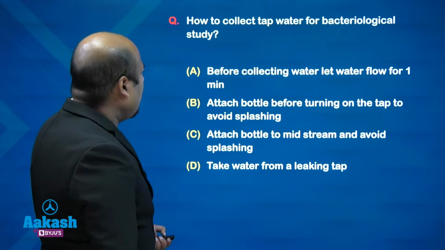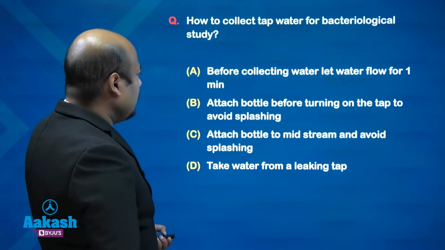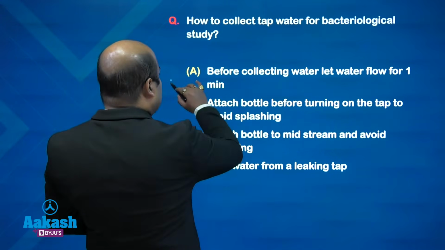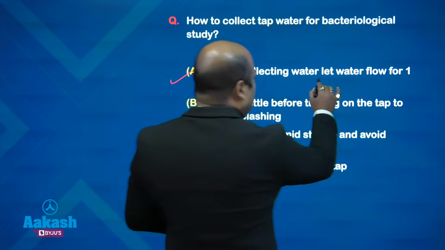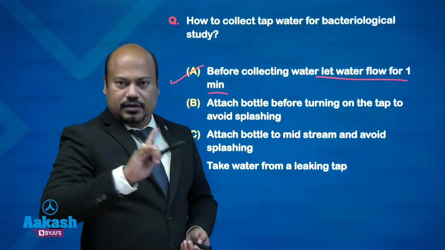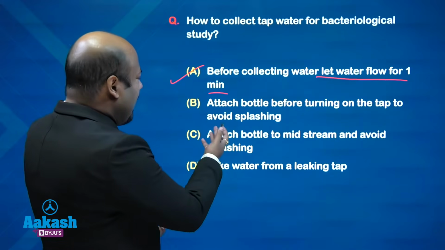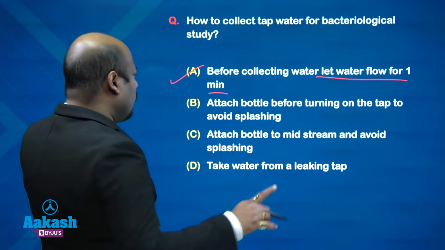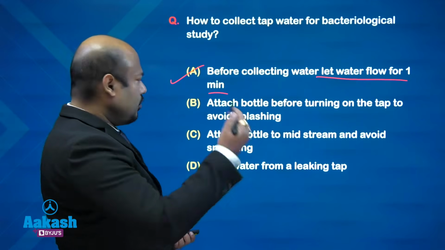What's the answer here? How to collect tap water for bacteriological study? The best answer here is option A. Before collecting water, let the water flow for 1 minute. And what is the purpose, I told you? To clear the service lines. Done? All these others, see, attach bottle before turning on the tap. No. You have to clear the service lines. You just cannot put the bottle like that.